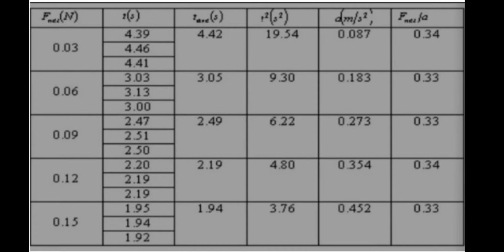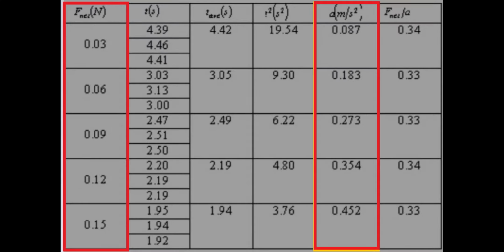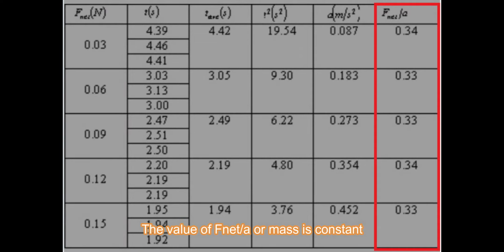Here's the data gathered from our experiment. You will notice that if F is doubled, acceleration is also doubled. And the value of F net over A is constant.